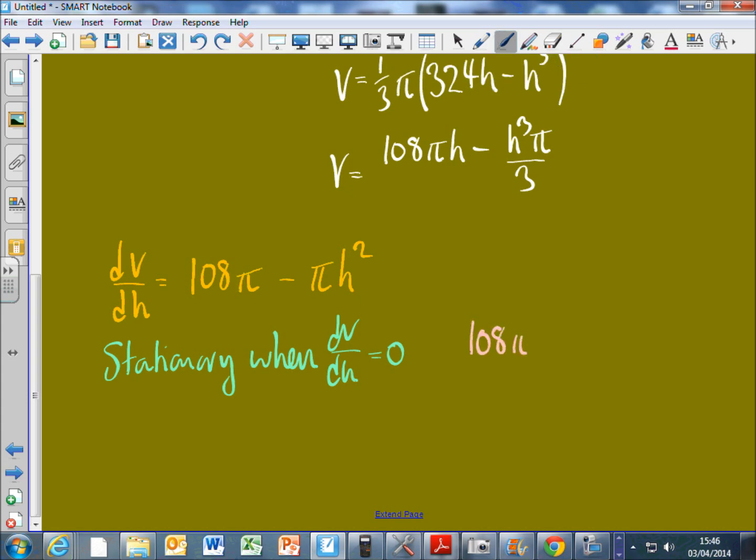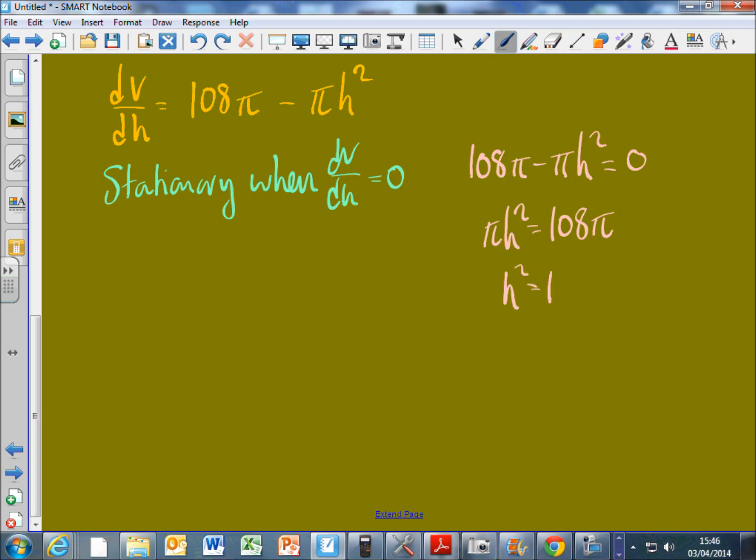So I'm going to get 108 pi minus pi h squared equals 0. So that means that pi h squared equals 108 pi. I can divide both sides by pi because it's just a number. So I've got h squared equals 108. So the h value is going to be the square root of that, which will be like 10 and a bit, isn't it? So what's the square root of 108, do we know? 10 point what? Is it 10.4, should we say? Brill. Okay. So that's going to be the maximum volume when h is that.